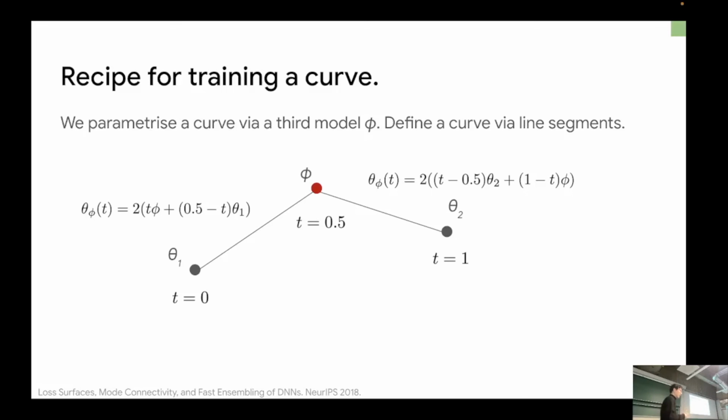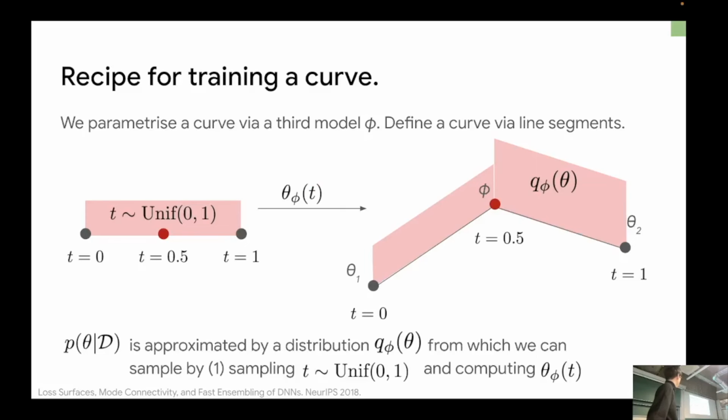Introduce a parameter t. So t here is a parameter, but it's not trainable. So t goes from 0 to 1, right? The curve, right? And we dictate that at t equals 0.5, you hit phi here. Okay, and every point on this line is either 2 times t phi plus (0.5 minus t) times theta 1, for t below 0.5, and like this for t greater than 0.5. Okay, so this is piecewise linear.